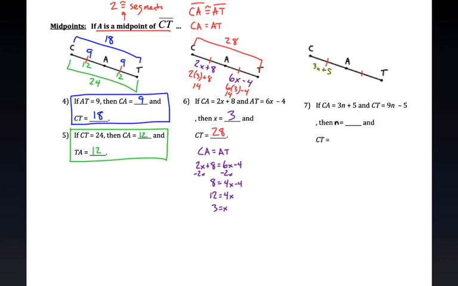Number 7 is the same concept, however, it gives us CA is 3n plus 5, and CT, the whole, is 9n minus 5.